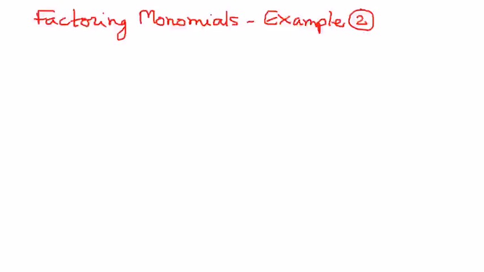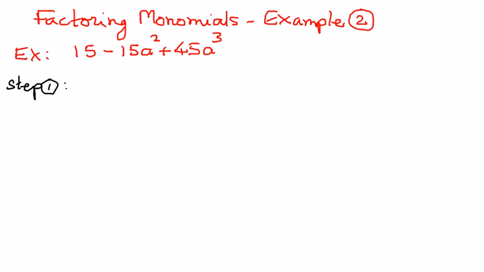Welcome to my presentation. In this presentation, we shall look at some examples related to factoring monomials. Let us take an example, and in this example, we want to find the greatest common monomial factor, and the expression given to us is 15 minus 15a to the power of 2 plus 45a to the power of 3. So let us use these different steps to explain this procedure.